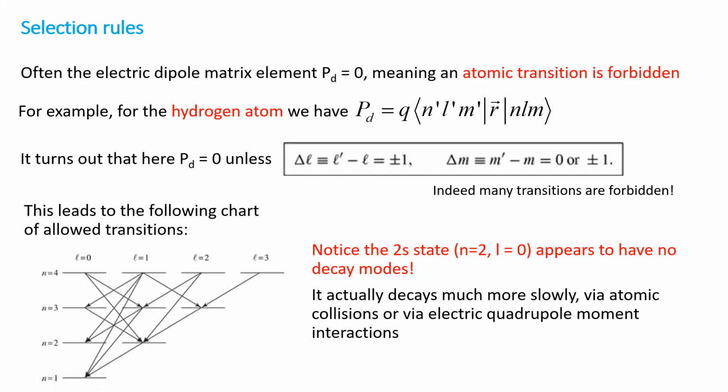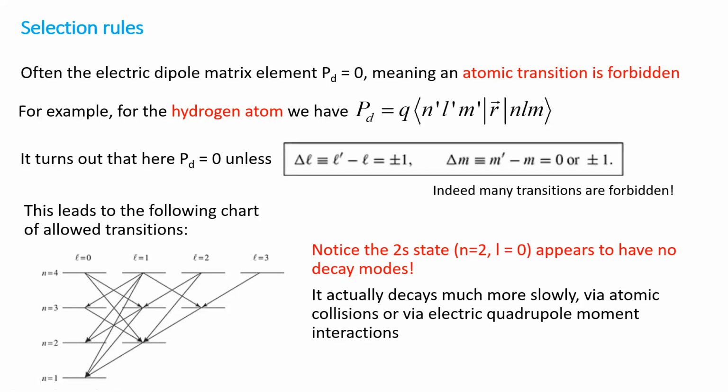So does it decay at all? It actually does decay, but much more slowly via different mechanisms. Either a collision with another atom, where this energy can be dissipated in the kinetic energy of the atom it collides with, or via electric, not dipole, but quadrupole moment interactions, which are a different form of interaction. But generally those rates of both of those are going to be much slower than the electric dipole. So this state, the 2s state, is going to have a significantly longer lifetime than the other excited states shown here.